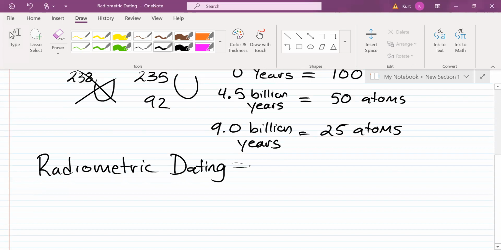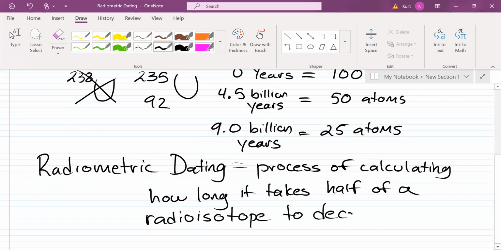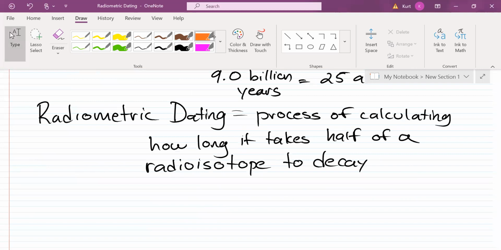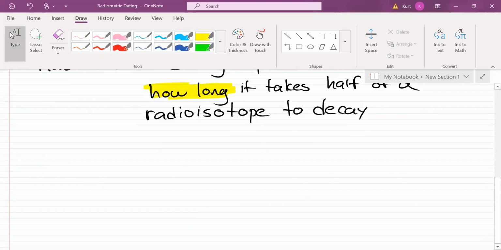So radiometric dating is simply the process of calculating how long it takes half of a radioisotope to decay. And the key here, folks, is how long. We can determine the age of many things using different radioactive isotopes. So one popular radioactive isotope is going to be carbon-14.